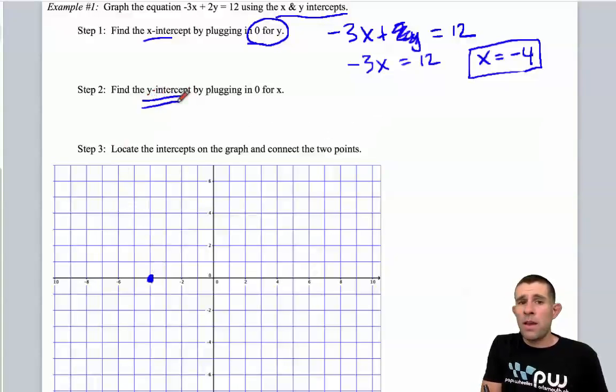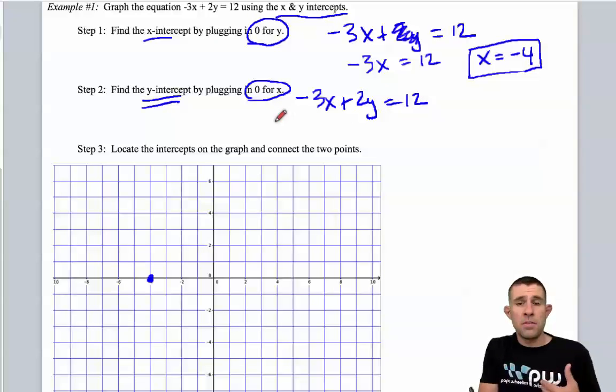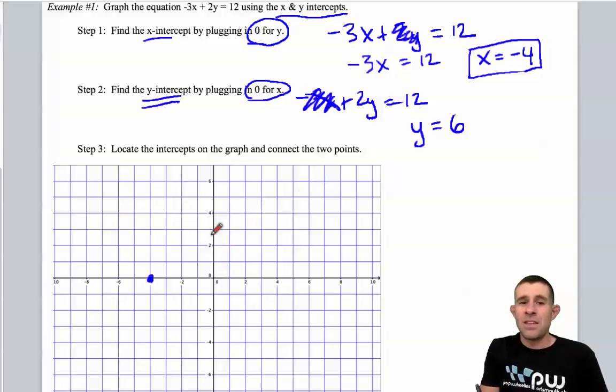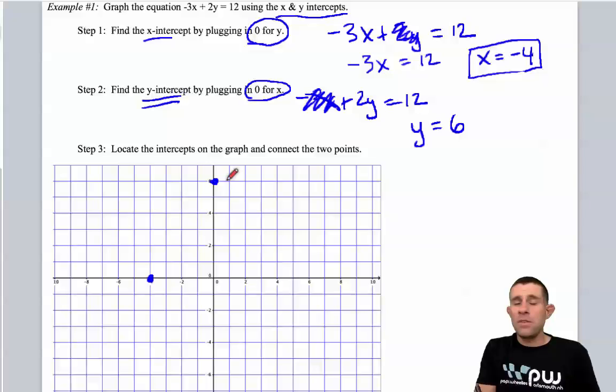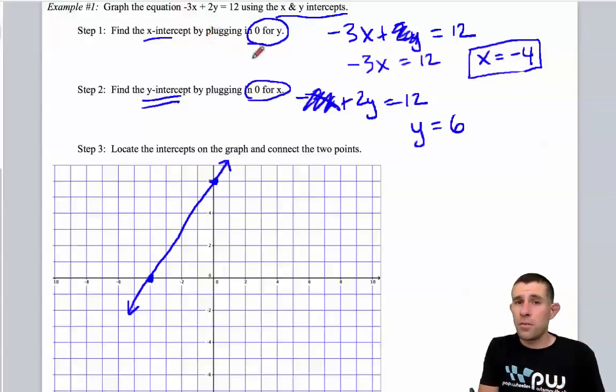Now let's find our y-intercept. And remember, the y-intercept is where the x value is equal to 0. So in the equation, negative 3x plus 2y equals 12, if I substitute 0 in for x, it essentially cancels out that x term, and I'm left with 2y equals 12, which means y must equal 6. So now I'm going to go up on my y-axis and plot my y-intercept, and it only takes 2 points to determine a straight line, so I'll connect those 2 points with my line, and there's the graph of the equation negative 3x plus 2y equals 12.